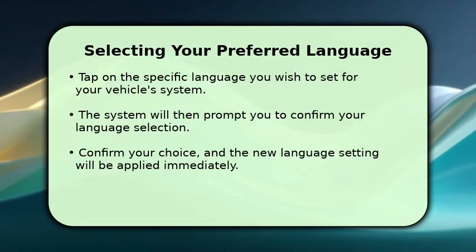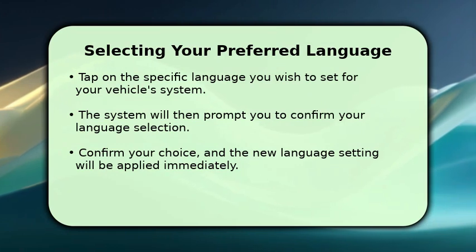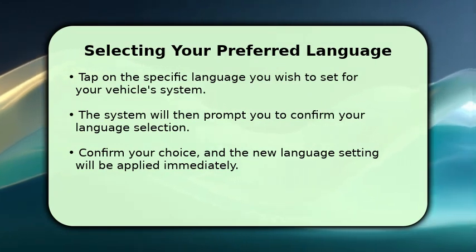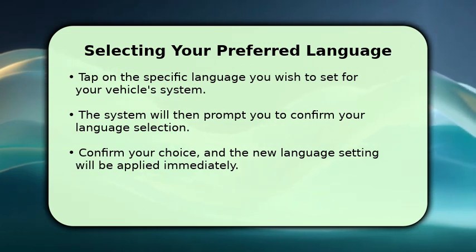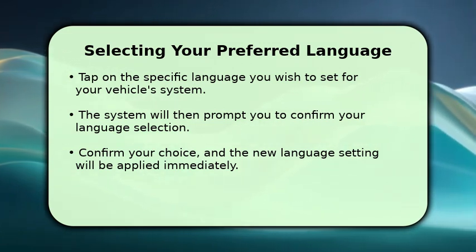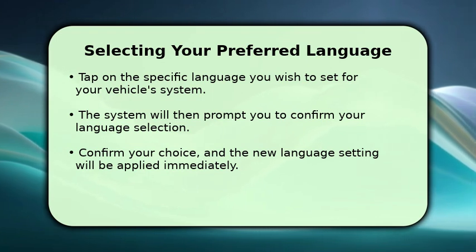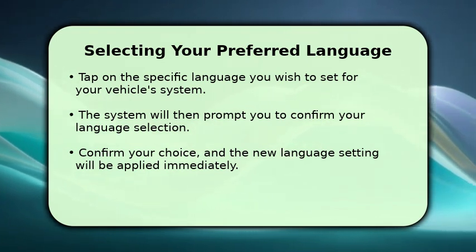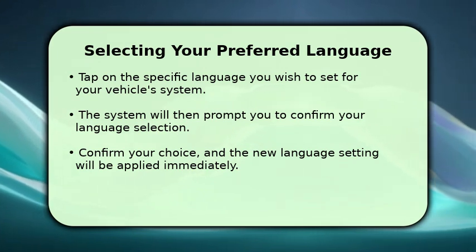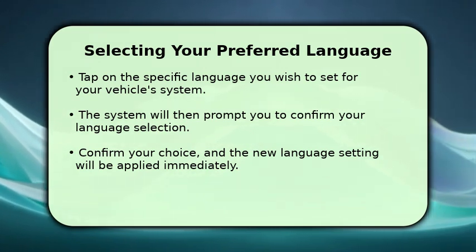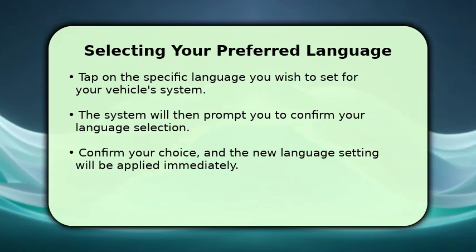Once you have found your preferred language in the list, simply tap on it to select it. The system will then typically display a confirmation prompt, asking you to verify your choice. It's important to confirm this selection to ensure the change takes effect. After confirmation, your Hyundai Santa Fe's infotainment system will instantly update to the newly chosen language.